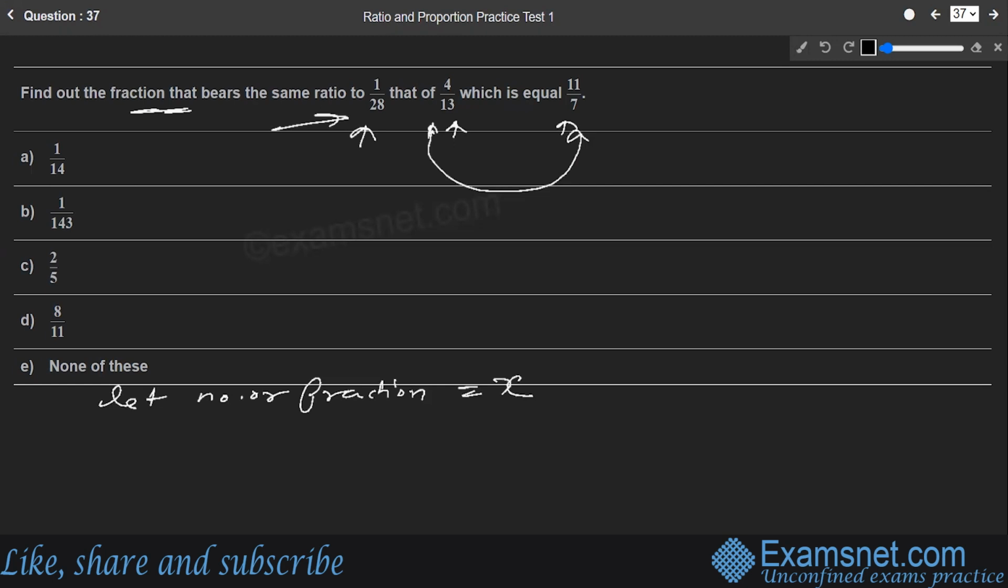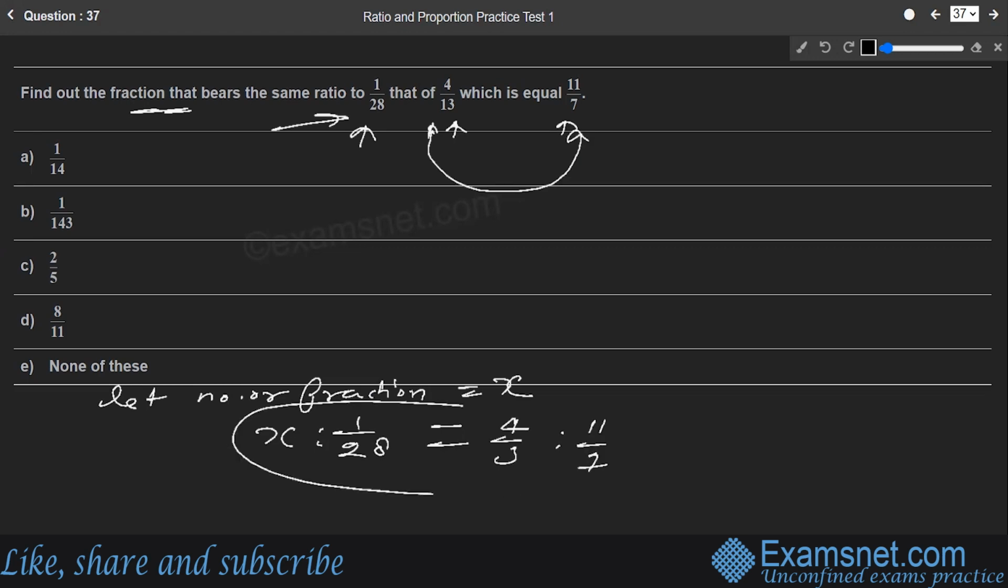So according to the language of the question, find out the fraction that bears the same ratio to 1 by 28. So x bears a ratio to 1 by 28. A similar ratio should be borne by 4 by 13 with 11 by 7. So this is the typical connection there. Whatever ratio x bears to 1 by 28, the similar ratio 4 by 13 bears to 11 by 7.